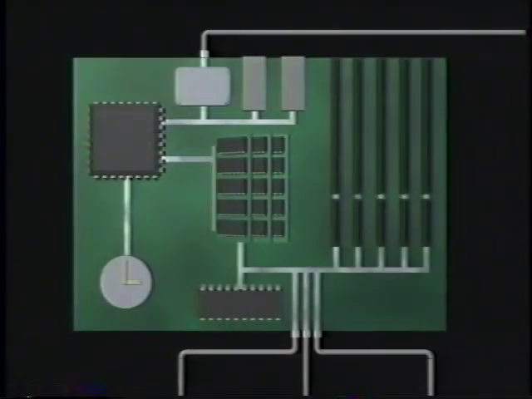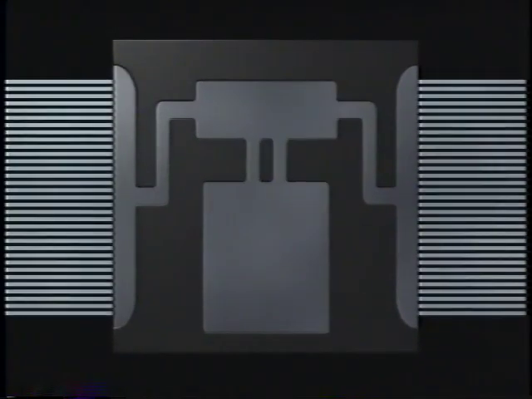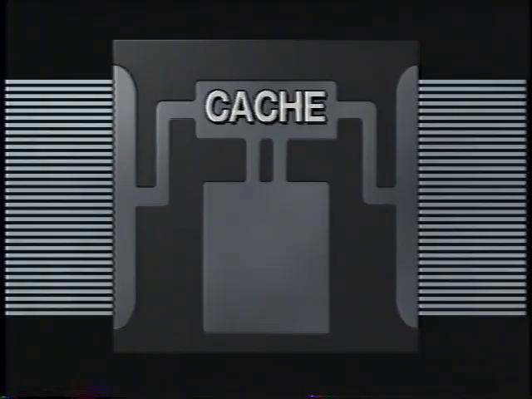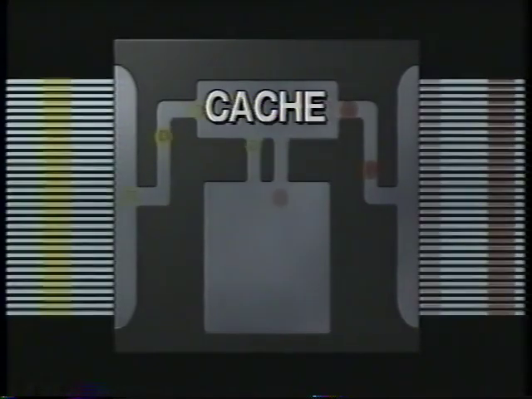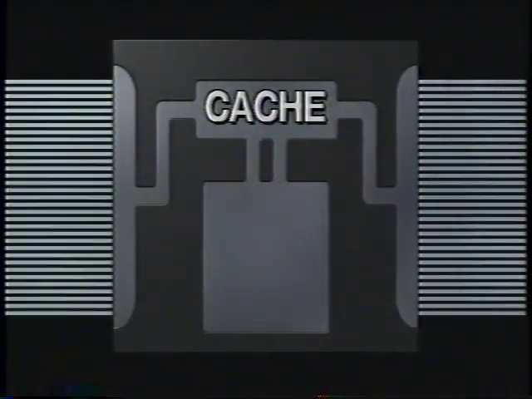To solve this problem, starting with the 486 model, the CPU was designed with a small amount of its own RAM. This RAM could then hold the data that was being used repeatedly without the microprocessor having to wait for it to be sent along the data bus from system RAM. This on-chip memory is called integrated cache.